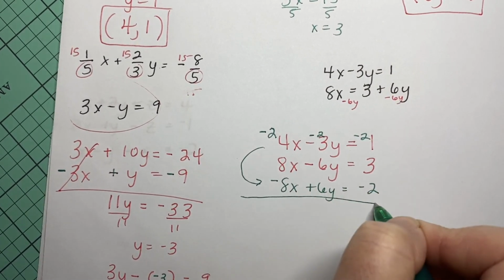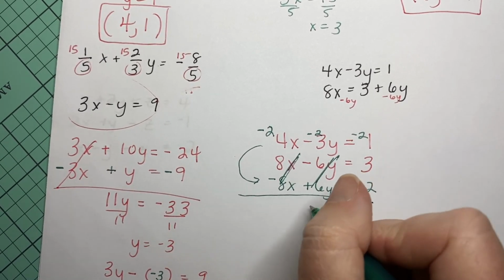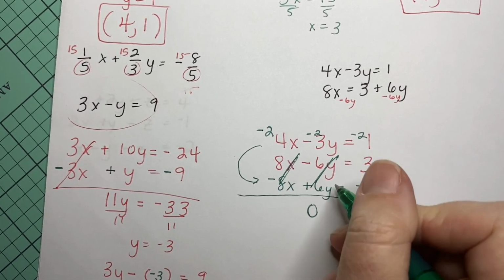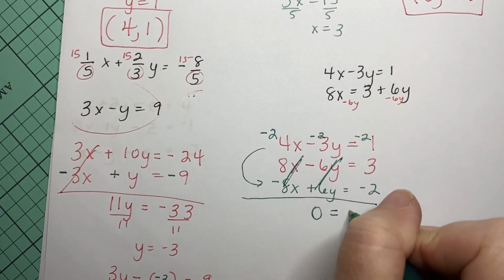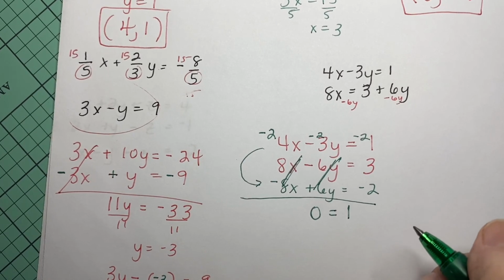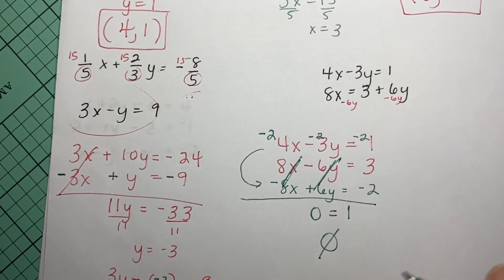Then when we add these together, do you see that cancels and that cancels? So I'm left with 0 on that side. All my y's are gone, so I'm left with nothing, which is 0. And then 3 minus 2 is 1. That's a false statement, so my answer here is no solution.